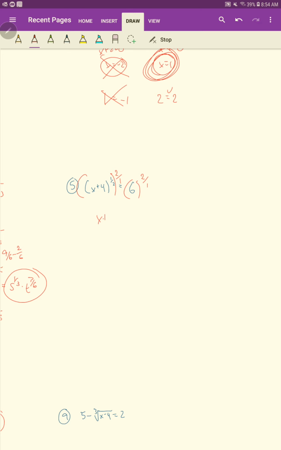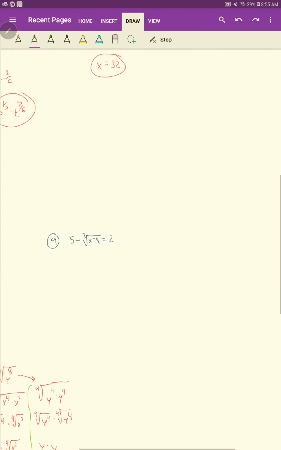Okay, so we end up with x plus 4 here, and then 6 to the 2 is 36. And you just subtract 4 on both sides, and voila, 32 is your answer. Again, check it back in, plug 32 in here, plus 4 would give you 36. 36 to the 1/2 power would give you 6, which is what we had initially there, so 32 works.